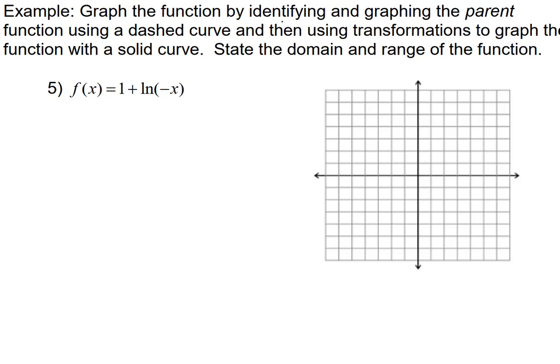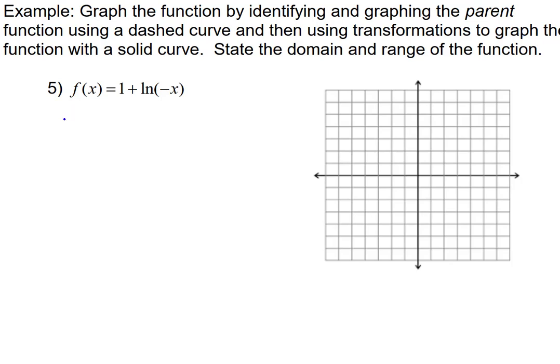Lastly, let's do an example where we want to graph the function by identifying and graphing the parent function using a dashed curve, and then using transformations to graph the function with a solid curve. Now this is a familiar process to us by now. We will also want to state the domain and range. The function given is f of x equals 1 plus ln of negative x.